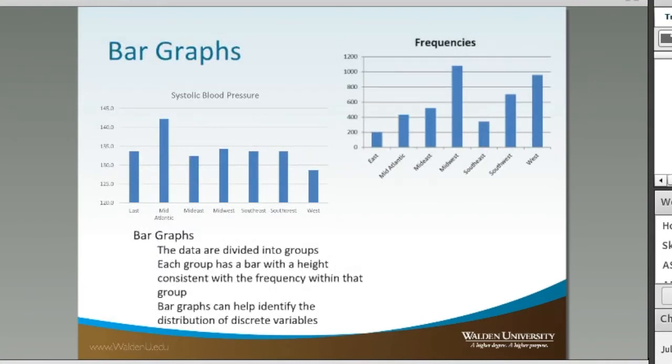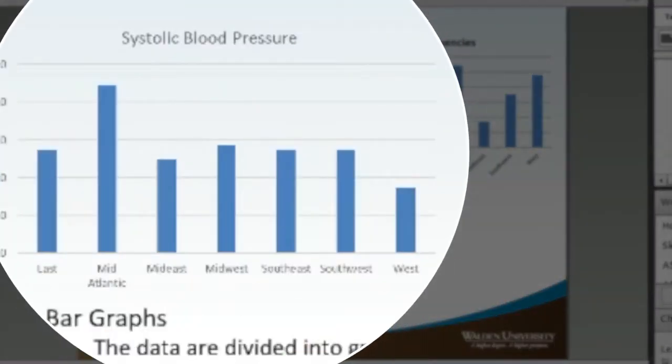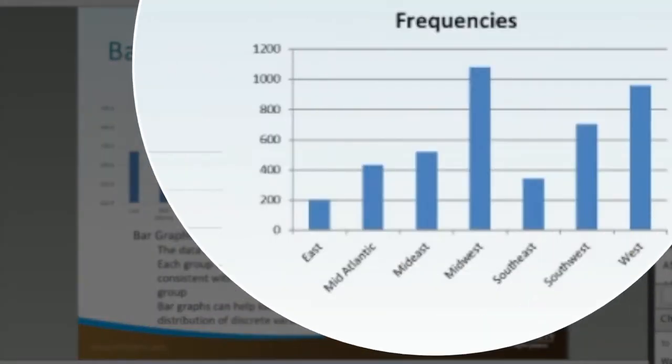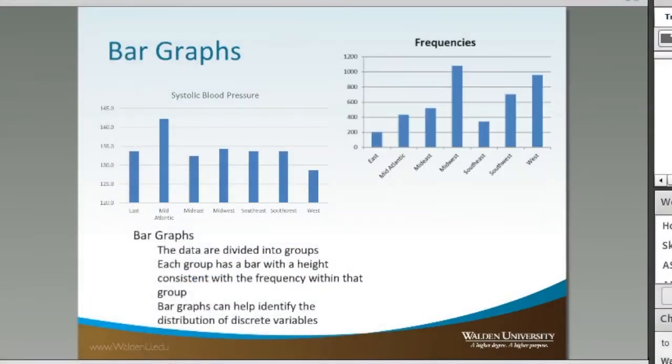So some common ones, bar graphs, and I have two examples here. The bar graph on the left is actually a bar graph of a continuous variable, systolic blood pressure, and it's looking at the mean systolic blood pressures across different regions of the country. And this is kind of dummy data, so don't go, oh my gosh, what's going on in this particular region. And then on the right is frequency data, so it's counts. So you can use a bar graph in both ways.